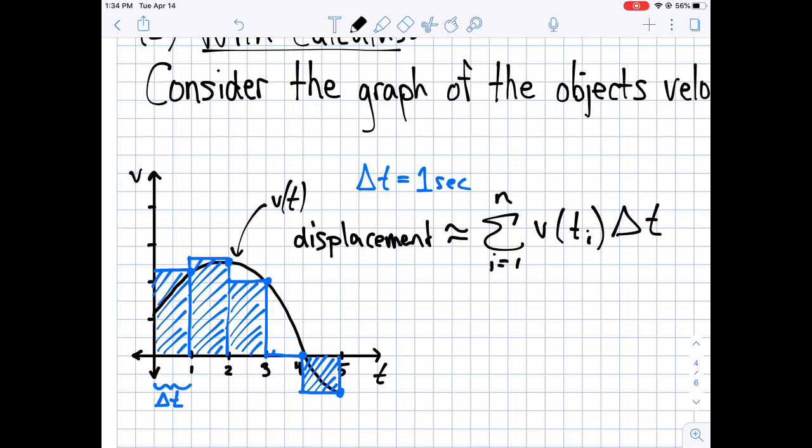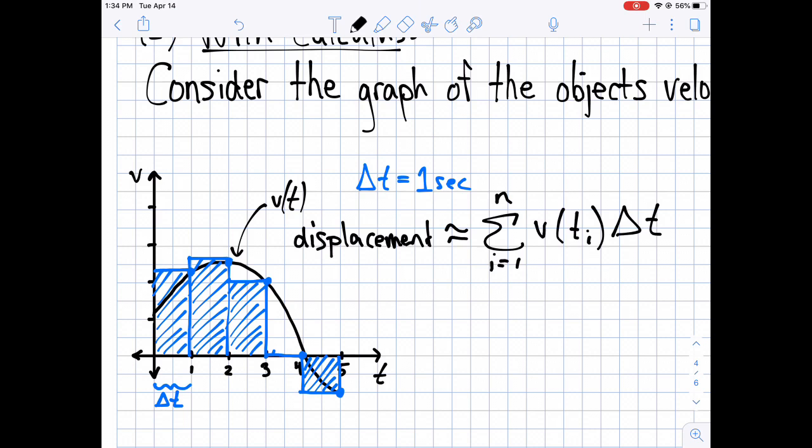I want to increase the accuracy of this approximation. To do so, obviously, I'm just going to use more than 5 different points in time, more than 5 different subintervals, more than 5 different rectangles. And the more we use, the better the approximation gets.